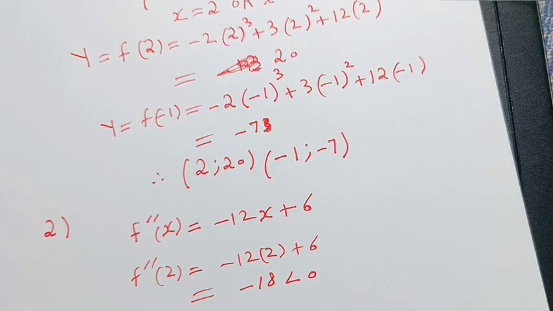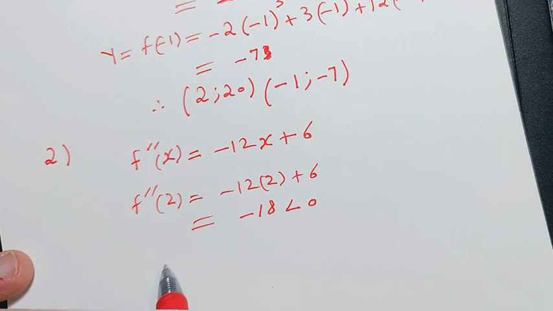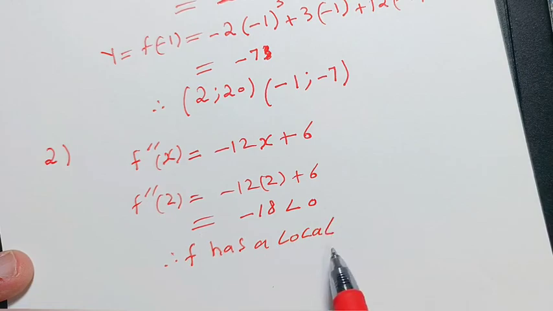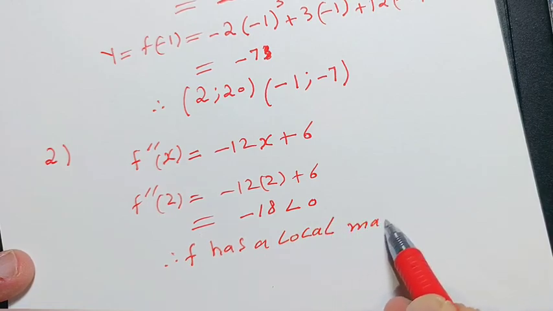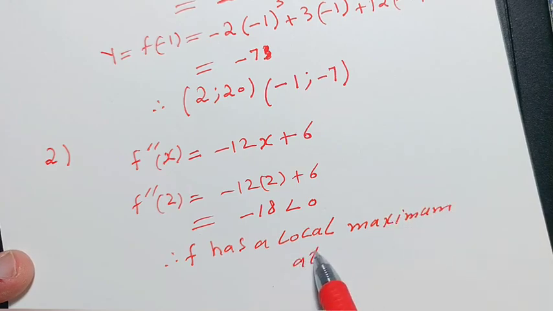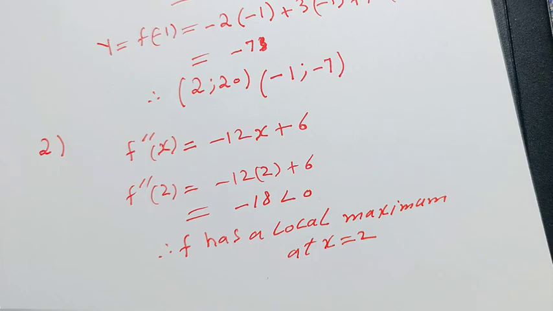So which means, therefore, f has a local maximum at x equal to 2. Why? Because the second derivative is negative. When you see the second derivative is negative, then f has a local maximum.